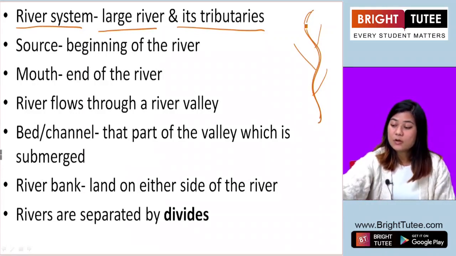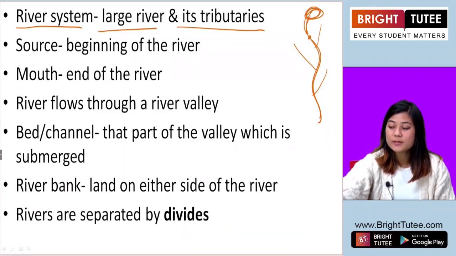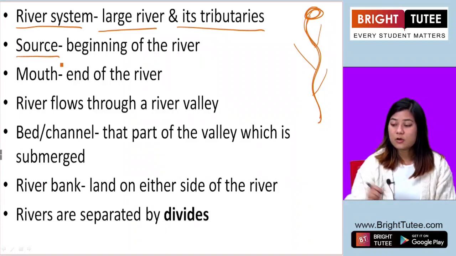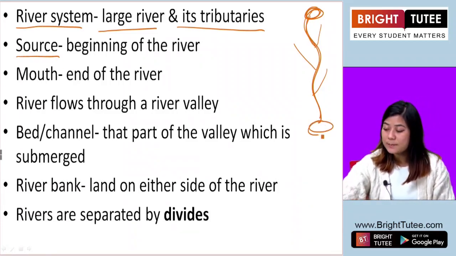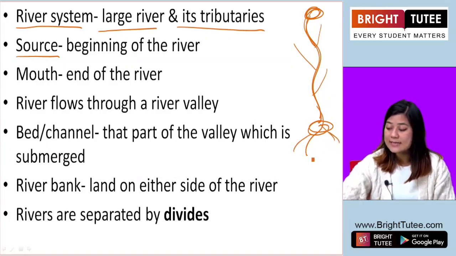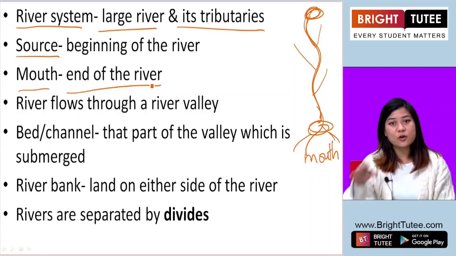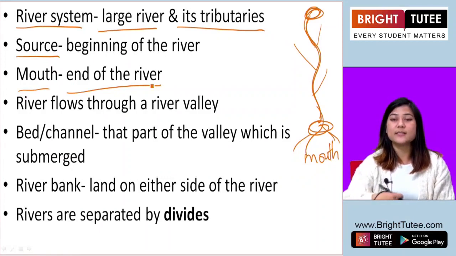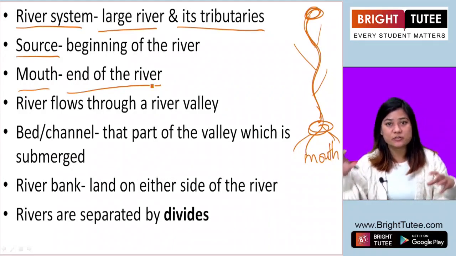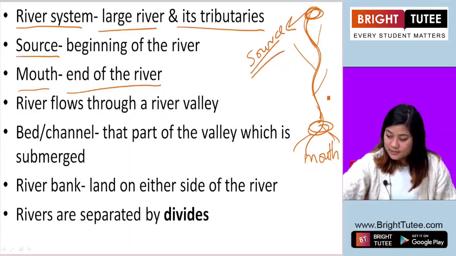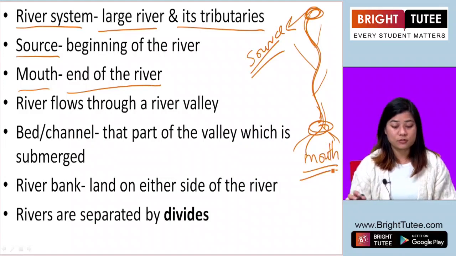Now the place from where the river begins its journey is called the source. And the place where it drains its water into the ocean or sea or lake is called its mouth. So the end of the journey of the river. The flow of the river is like a journey, right? It is going through a journey from the start to the end. The start is called the source and the end of it is called the mouth.